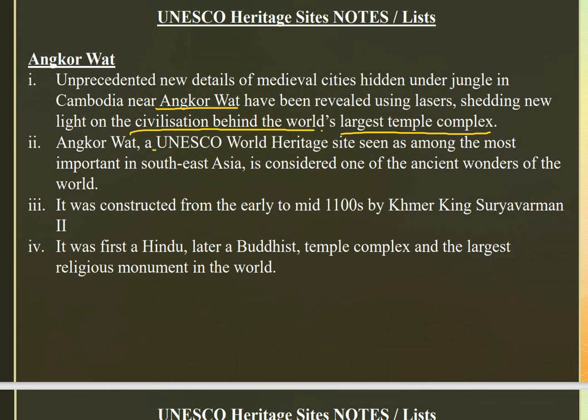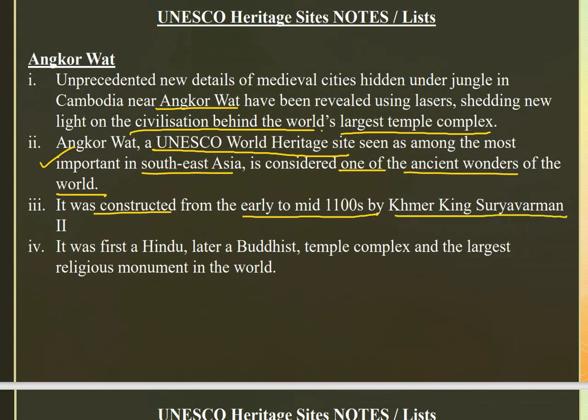Angkor Wat, what is it? It's a UNESCO World Heritage Site which is seen amongst the most important in Southeast Asia. It is considered one of the ancient wonders of the world, and it was constructed from the early to mid 1100s by Khmer King Suryavarman II. This is again important for prelims. It was first a Hindu, later a Buddhist temple complex and largest religious monument in the world as well.